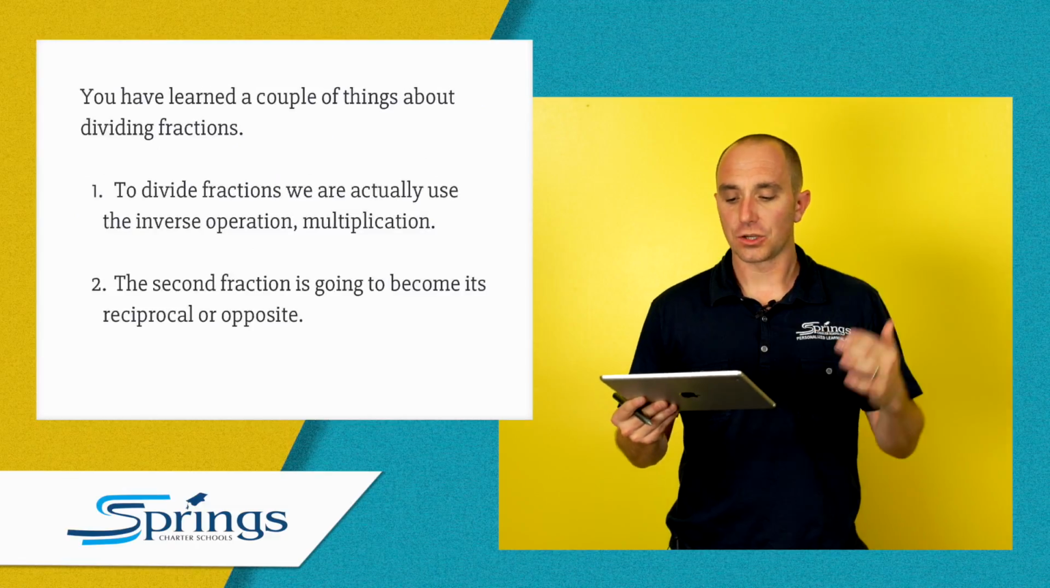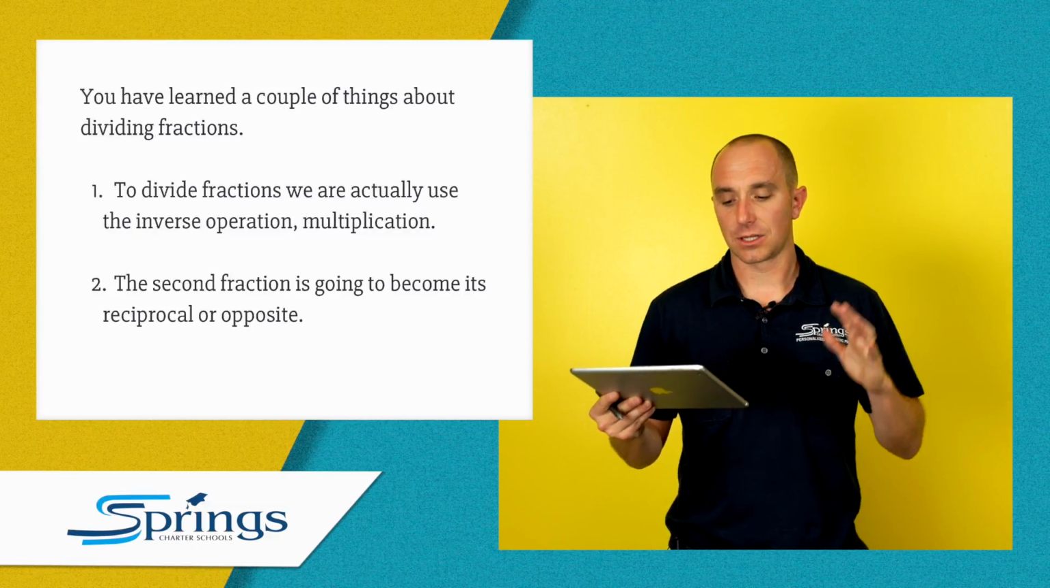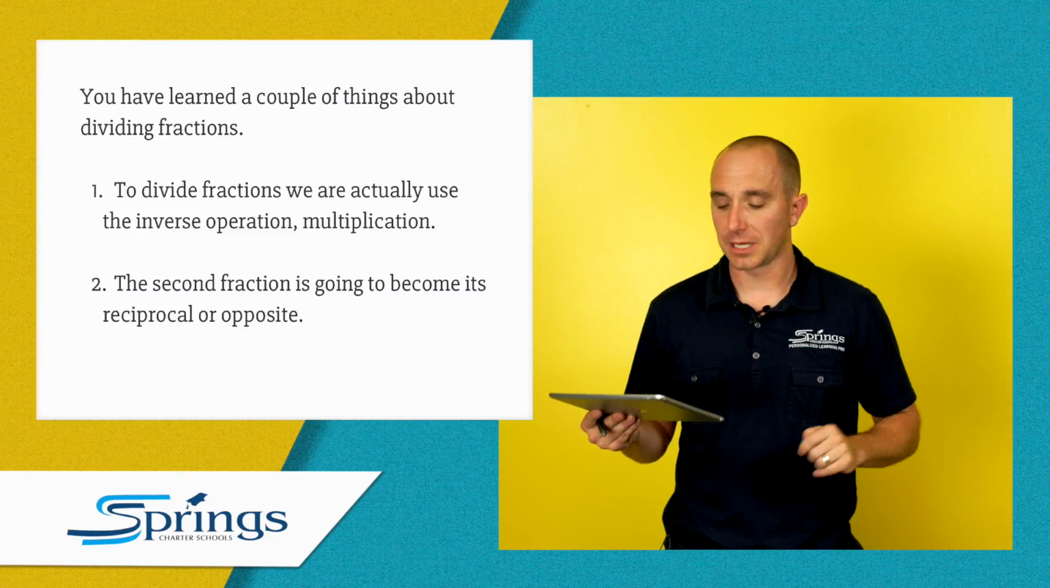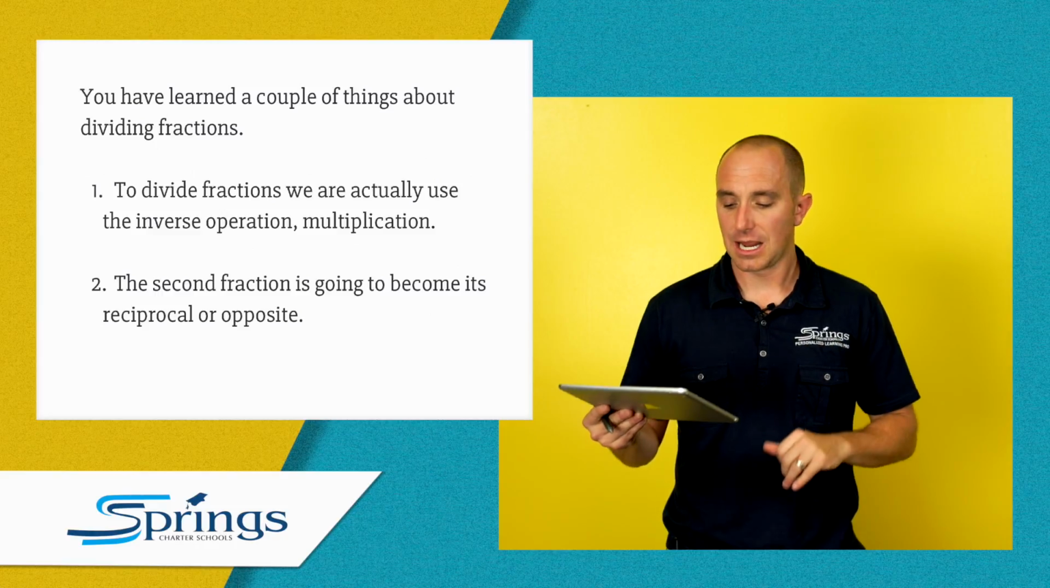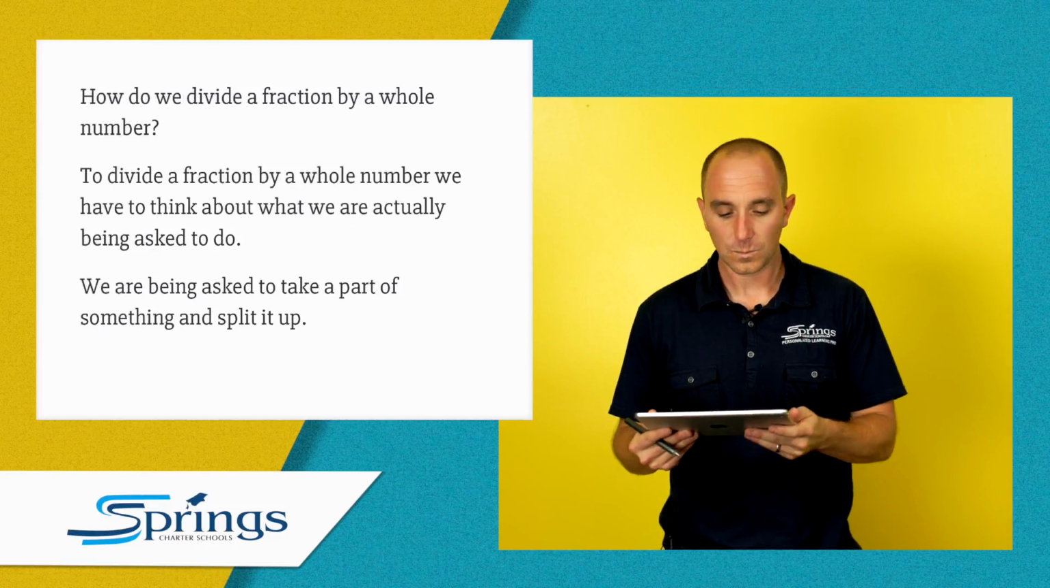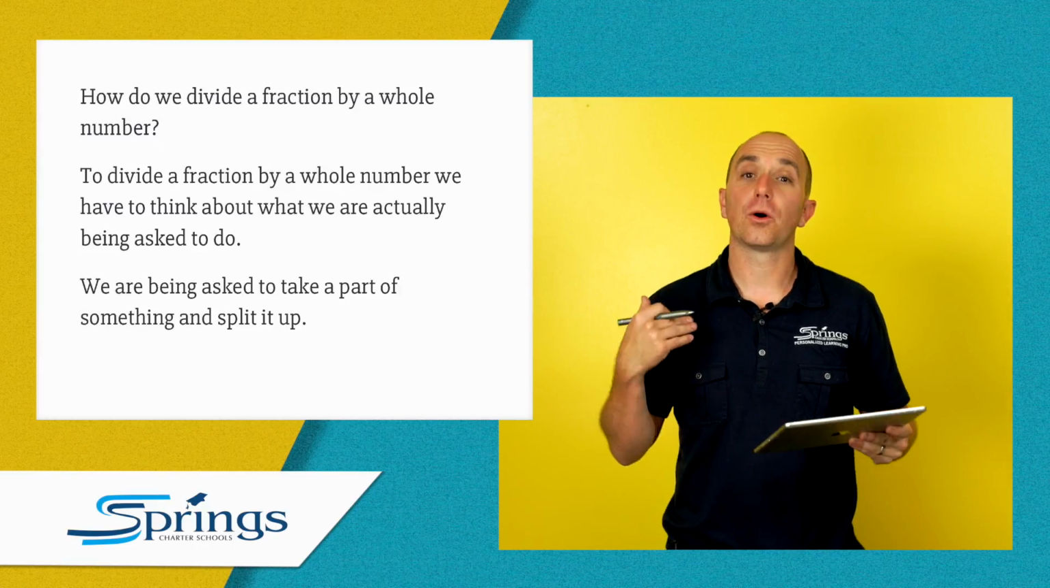All right. So you've learned a couple things about dividing fractions. One is to divide fractions, we have to use the inverse operation, which is multiplication. Remember, inverse is opposite. And the second fraction is going to be its reciprocal or opposite, so we're going to flip it. Now, how do we divide a fraction by a whole number?